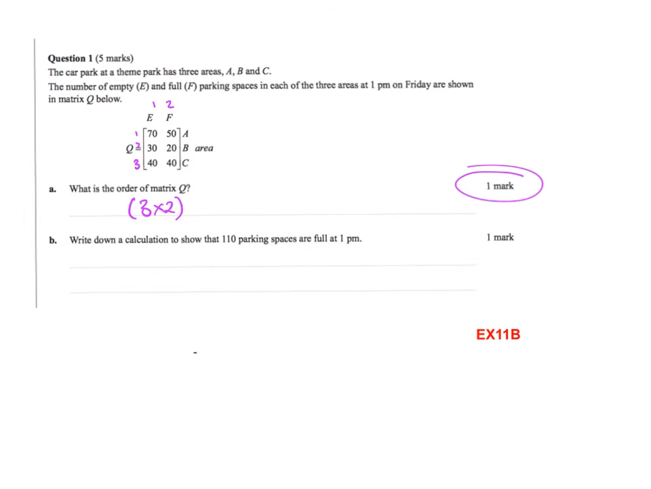Write down the calculation to show that 110 parking spaces are full at 1 p.m. All right, so how do you know that? We'll write down the calculation. Aren't these the full ones? Yes, in all the areas. So you just simply had to write 50 plus 20 plus 40 equals 110. Yeah, and that's all you had to do. It's pretty easy, but you just have to understand the question.